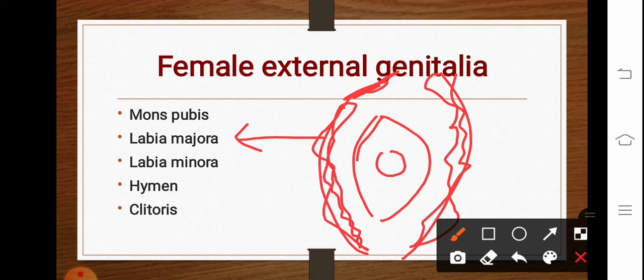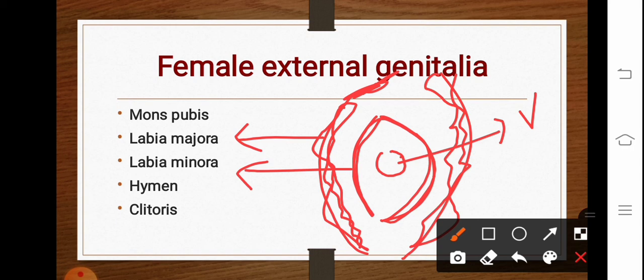The labia minora are paired structures. There is a pair of labia minora present under the labia majora. So labia majora is outside, labia minora is inside. Clear? Next is the hymen. The hymen covers the vagina. For example, if this is the vagina, the hymen partially covers the vagina. It is like this, partially covered.